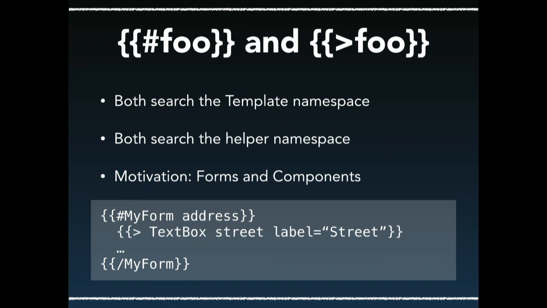Hash foo and greater than foo. You use hash foo right now for block helpers like if, else, with, and custom block helpers if you've experimented with defining those. Greater than foo you use to insert a template. So the changes there are that both of these are going to be searching the template namespace and the helper namespace. You can have helpers that are templates.